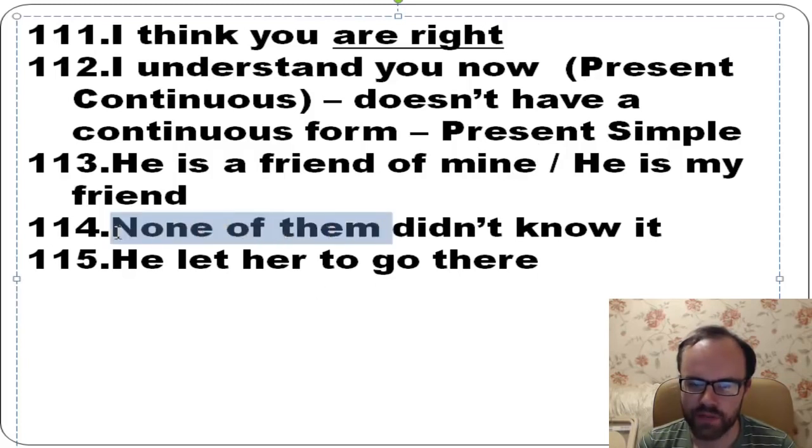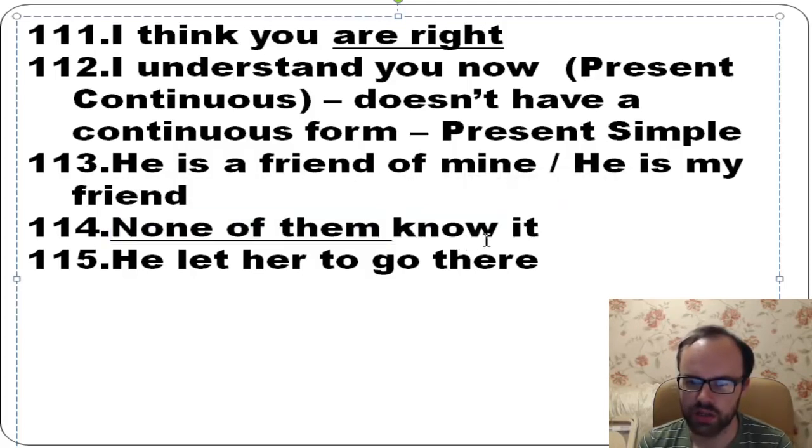None of them didn't know it. You have a negative structure, none of them, and you don't need to say didn't. You just need to use past simple of know. So none of them knew it.